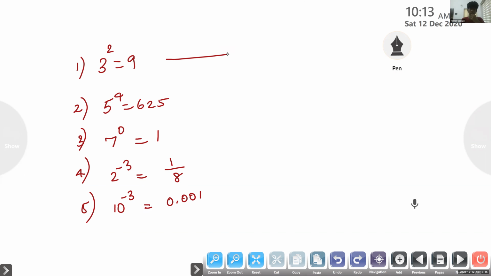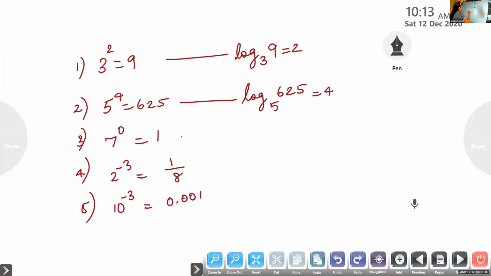Ma'am, log 3, 9 is equal to 2. How to read this? Log 9 to the base 3 is equal to 2. Now answer the next one. Okay, read it properly. Ma'am, log 625 base 5 is equal to 4. Okay. Femina.